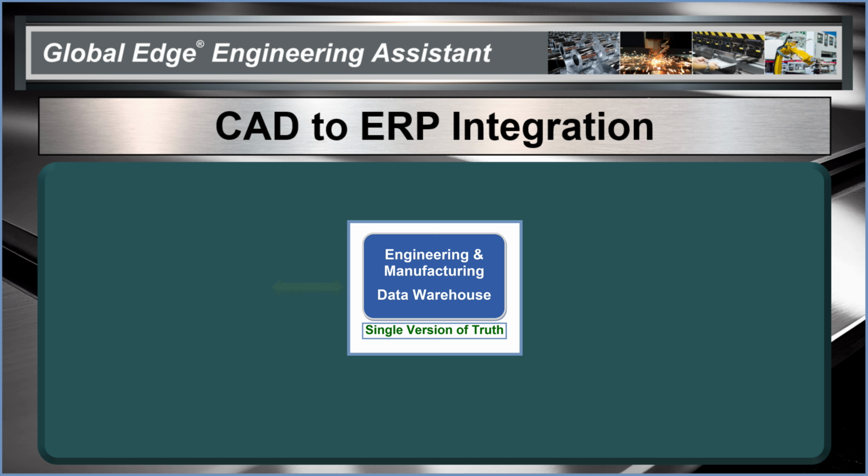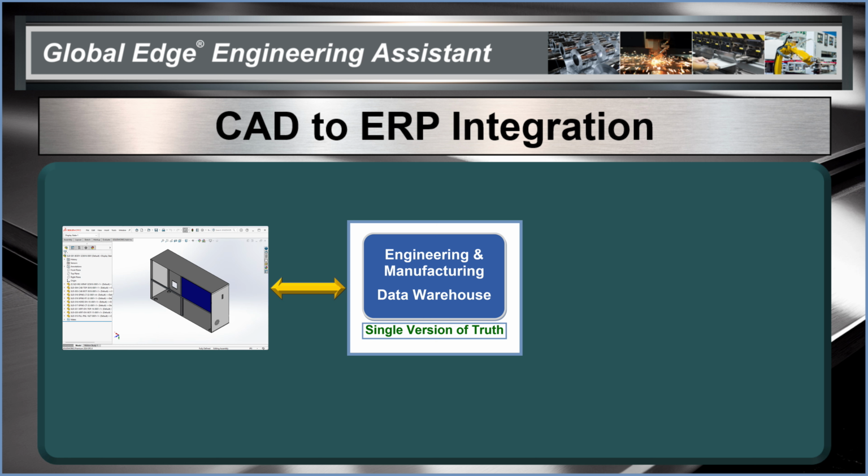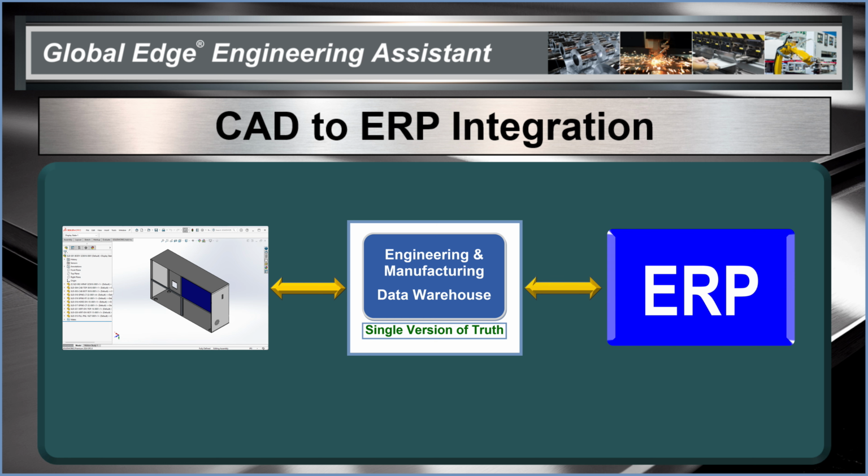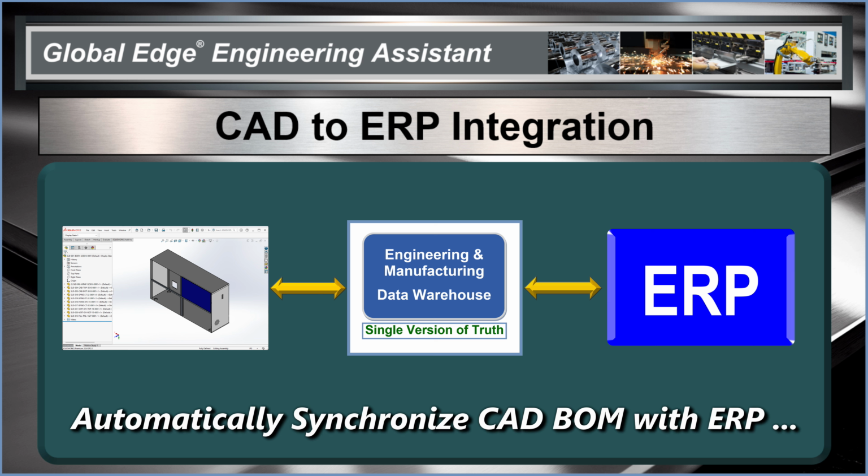This starts with a bidirectional connection between CAD and ERP, facilitated by the capabilities incorporated into the engineering and manufacturing data warehouse. As information changes are made on either the CAD side and/or ERP side, those changes will be synchronized in the data warehouse, providing your manufacturing enterprise with accurate and timely information.